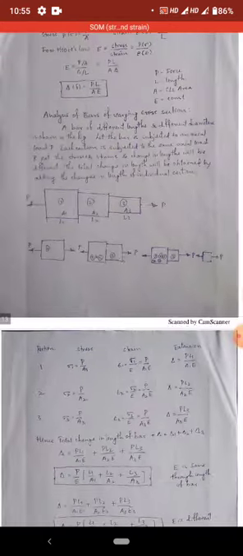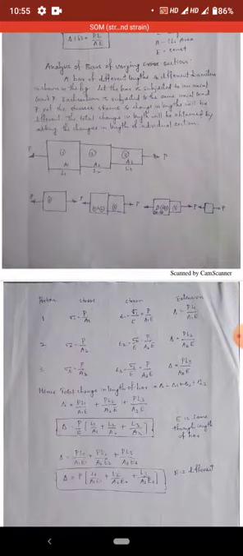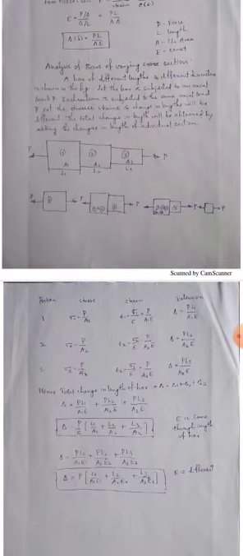That is in the form of a table. For portion 1, what is your sigma? P by A1, and strain is stress by Young's modulus, that is P by A1E. Therefore, extension is equal to how much? P1 L1 by A1 E. Of course, for this case your P should be same and Young's modulus should be same.